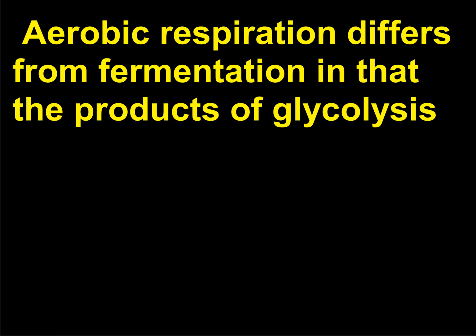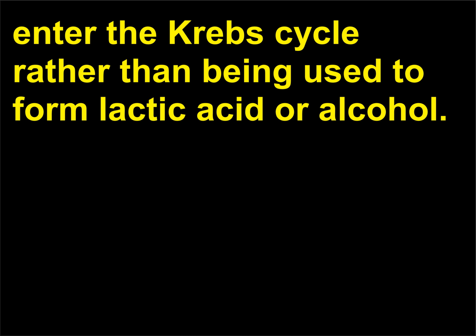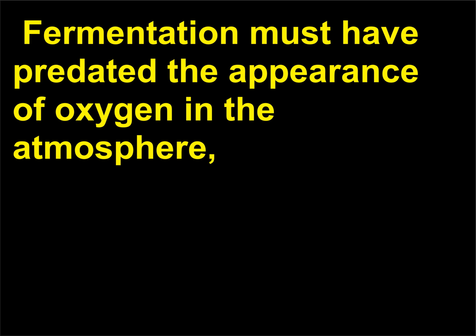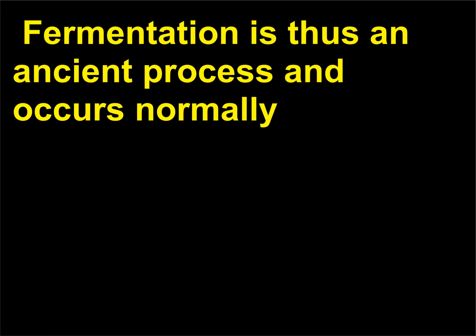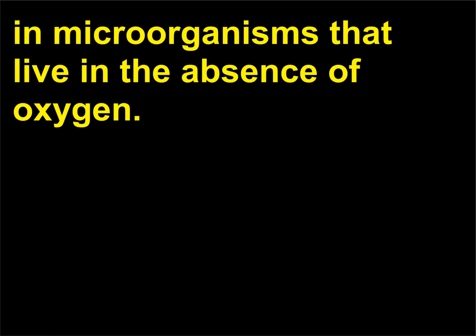Aerobic respiration differs from fermentation in that the products of glycolysis enter the Krebs cycle rather than being used to form lactic acid or alcohol. Fermentation must have predated the appearance of oxygen in the atmosphere, which occurred over 2.5 billion years ago. Fermentation is thus an ancient process and occurs normally in microorganisms that live in the absence of oxygen.